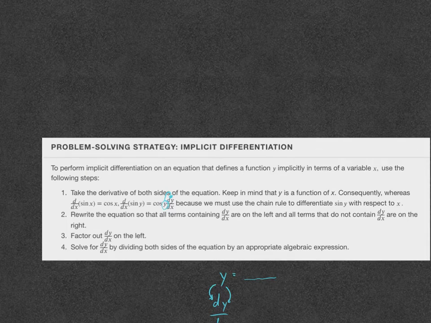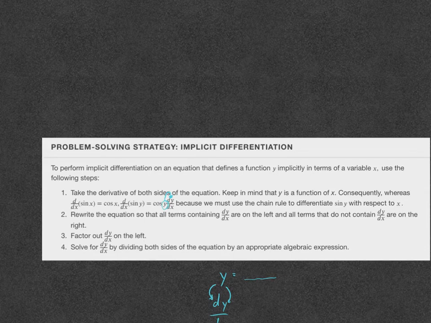Then we get the algebra steps. Step 2, we rewrite the equation so that all the dy over dx terms are on the left and anything else is on the right. Then we're going to factor that dy over dx out, and solve by dividing both sides by whatever you've factored that dy over dx out of.